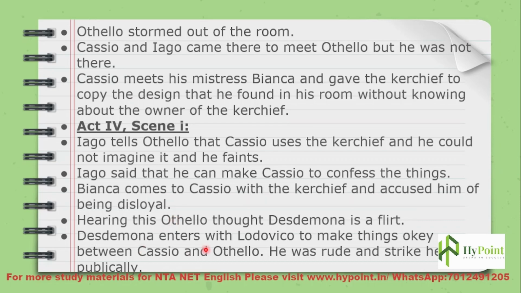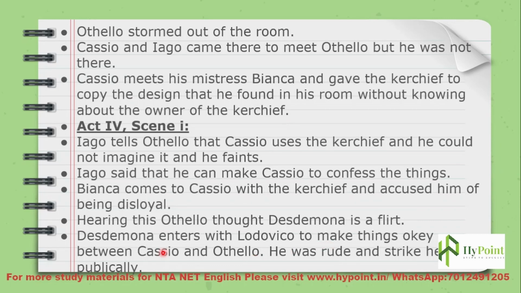And Desdemona enters with Lodovico to make things okay between Cassio and Othello. Even now, Desdemona is unaware of all these things. She is coming with Lodovico to make everything clear between Cassio and Othello. Othello is infuriated, extremely irritated and disturbed because of Desdemona and Cassio. She doesn't know it, and he was rude and struck her publicly.